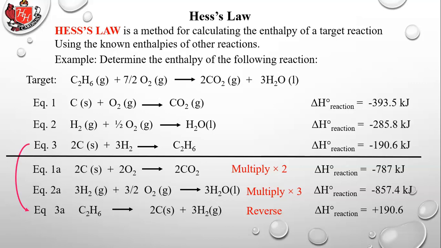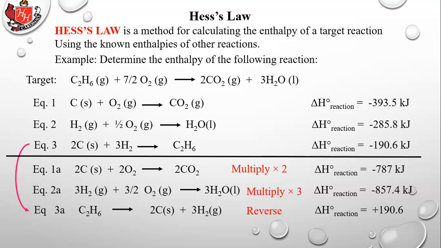So what that does is it changes the sign of the enthalpy. So in equation 3, it's negative 190.6 kilojoules. And in equation 3A, it's positive 190.6 kilojoules. So now we've done everything we need to do as far as that's concerned.